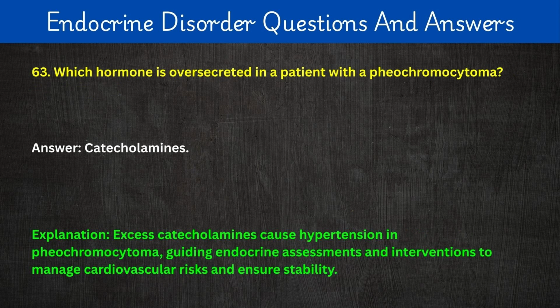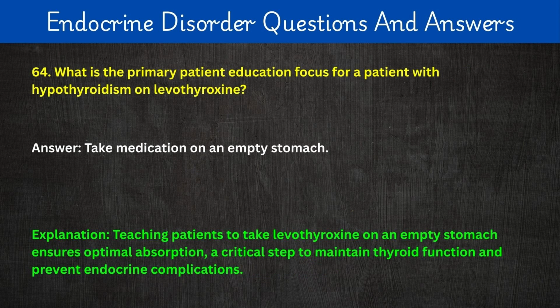63. Which hormone is oversecreted in a patient with a pheochromocytoma? Answer: catecholamines. Explanation: excess catecholamines cause hypertension in pheochromocytoma, guiding endocrine assessments and interventions to manage cardiovascular risks and ensure stability.